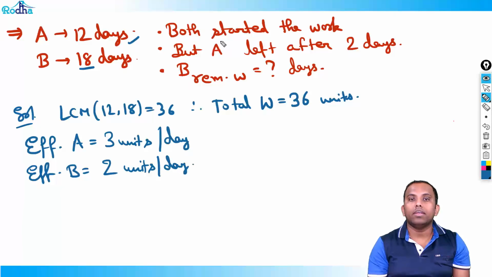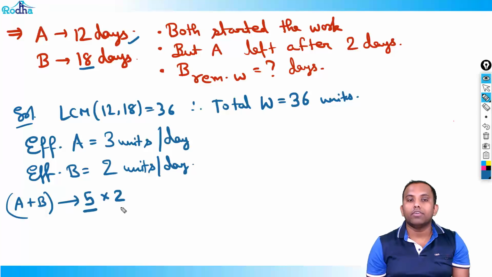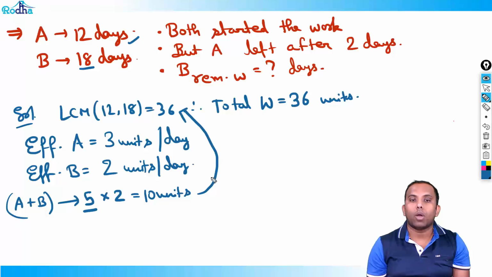Now it's given that both started the work, but A left after 2 days, right? That means A plus B will work at the rate of 5 units per day, and they worked for 2 days. That means 10 units of work is done. Sorry, not 30, 36. Out of 36 units, 10 units of work is done. How much is left? 26 units of work is left.